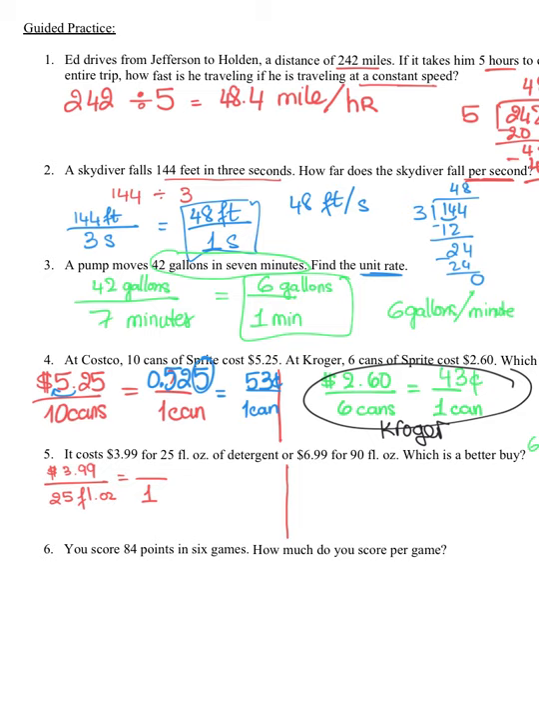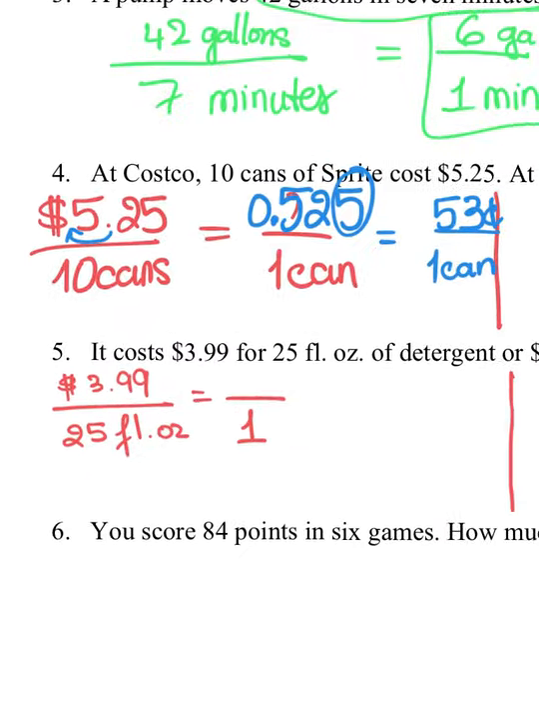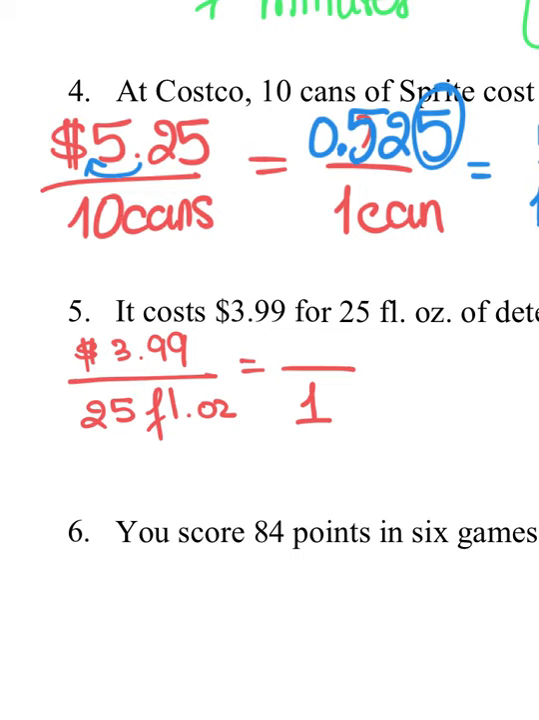Okay, we're gonna find out how much for 1 fluid ounce. So we're gonna divide. I'm gonna make it bigger so I can divide. 3.99 divided by 25. Okay, so straight up my decimal. Can 25 go into 3? No. 25 go into 39 1 time. 39 minus 25, I got how much? 14. Put down the 9.